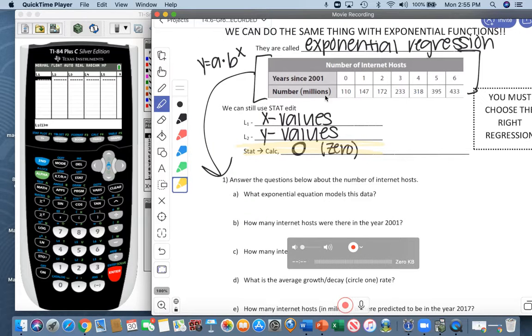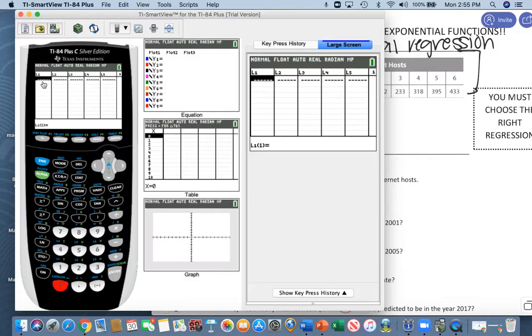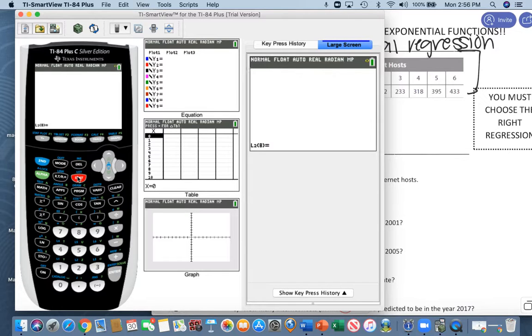Now I'm going to plug in these numbers. So I've got 0, 1, 2, 3, 4, 5, and 6. Then for L2, I'm going to arrow over 110, 147, 172, 233, 318, 395, and 433. Now all that my information's in, we're going to go to Stat, like we normally would, over to Calc.